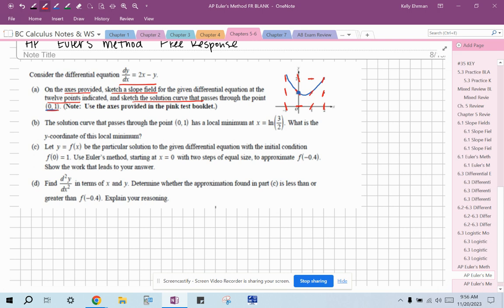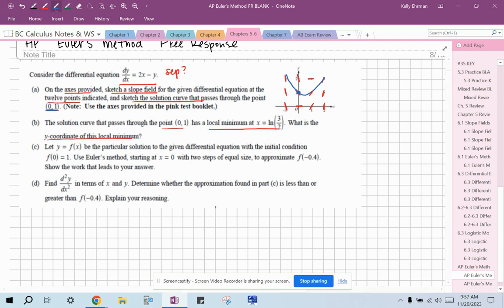All right, part B. The solution curve that passes through the point 0, 1 has a local minimum at x equals ln of 3 over 2. What is the y coordinate of this local minimum? So if we had a y equals equation, we could just plug in x and see what y comes out to. And your first thought might be to find what y is. But if you take a look at dy dx, it's pretty tough to separate this. We don't have anything to factor out. We can't add y. We can only multiply or divide. So we actually don't have the skills to separate and integrate this.